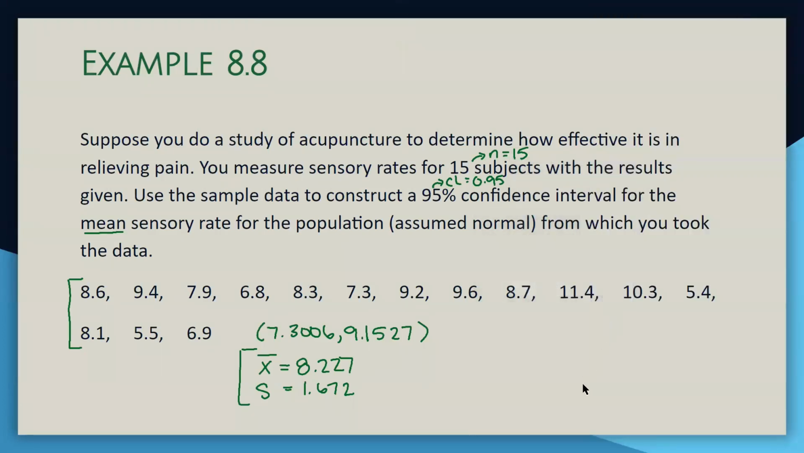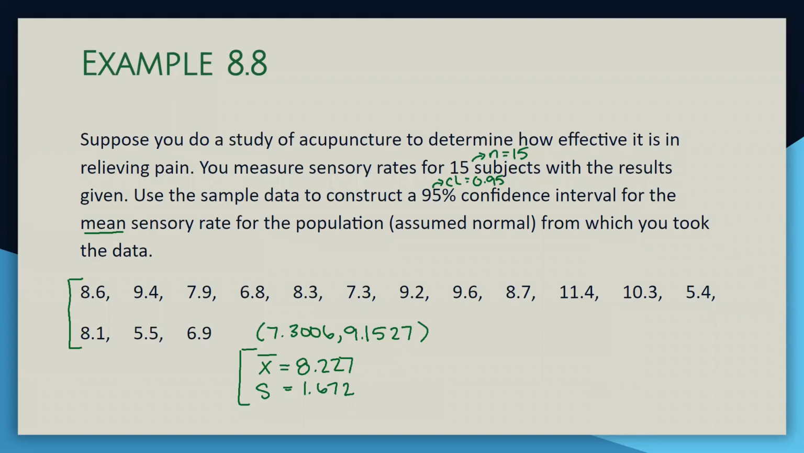So let's go back and look at what the question was asking us. So it says, use the sample data to construct a 95% confidence interval for the mean sensory rate for the population. So based on the information that we're given, we can be 95% confident that the mean sensory rate is between 7.3006 and 9.1527.